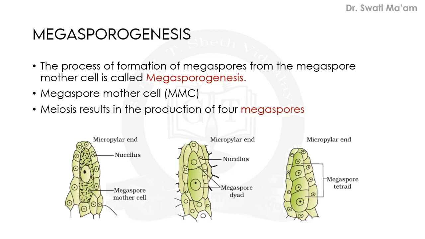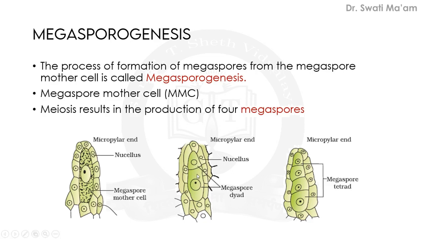If you see the first diagram, which is displayed here on your screen, this is the micropylar end. So opposite will be the chalazal end. In the central part, the megaspore mother cell MMC is located, which is surrounded by a few cell mass of nucellus. Nucellus, we all know, is meant for reserve food material required for this event.